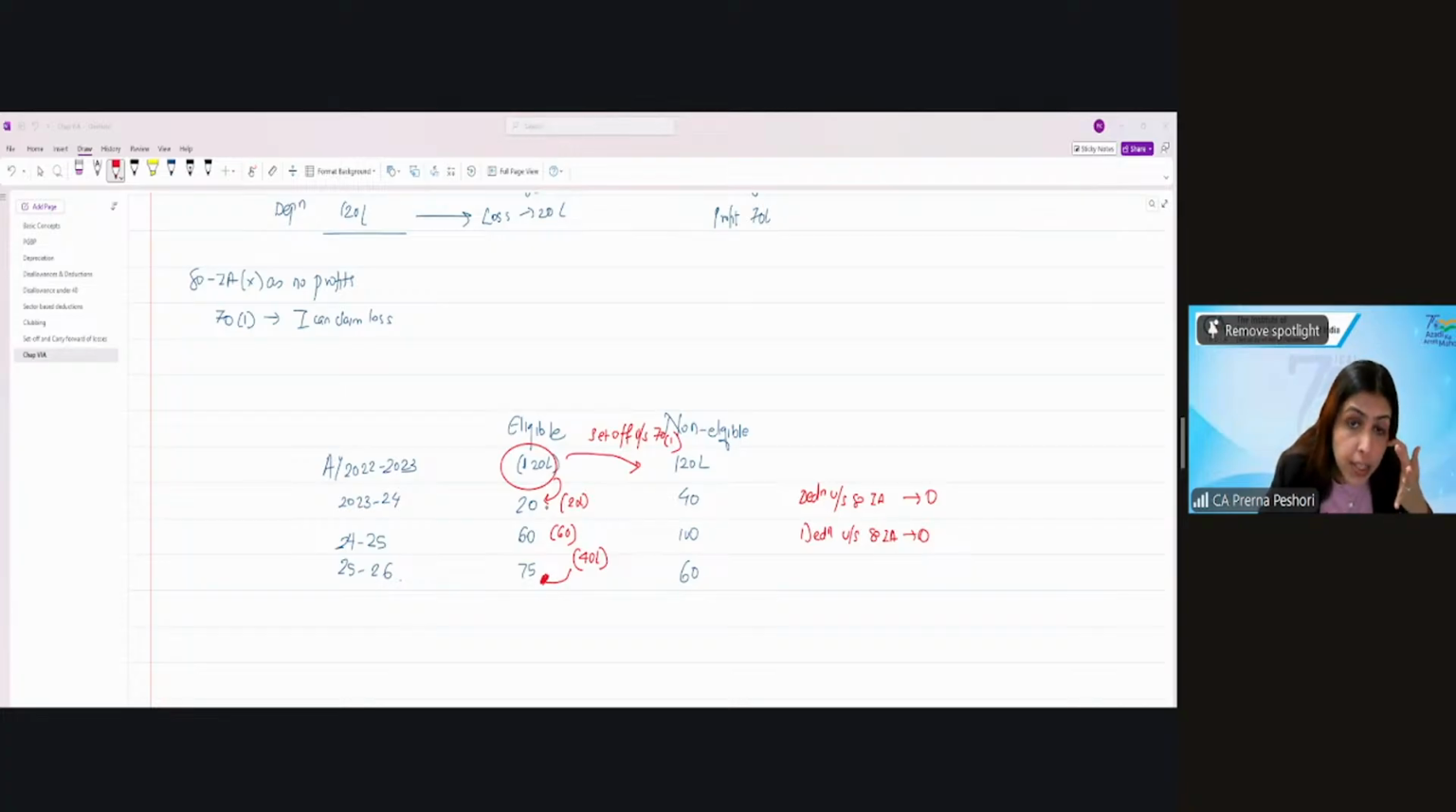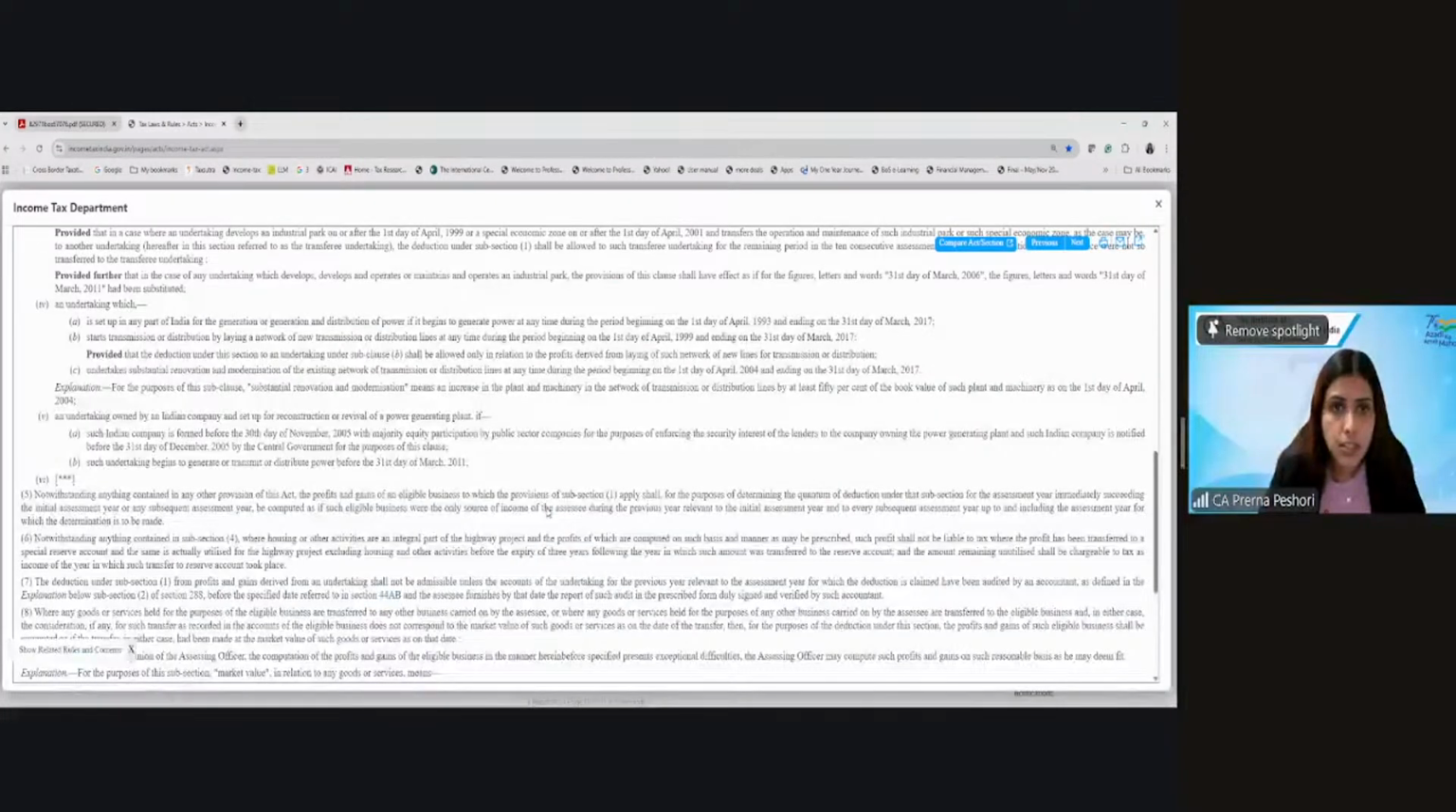Suppose AY 22-23 is my 8th year for ICAI, still it remains the same for subsequent years. I didn't get your question, Jyoti. Samnyathan, already set off is done. You are right. But in the first question also, where we were doing the already set off, there also you were still claiming ICAI deduction because your deduction was more than your... Because you didn't have any brought forward losses.